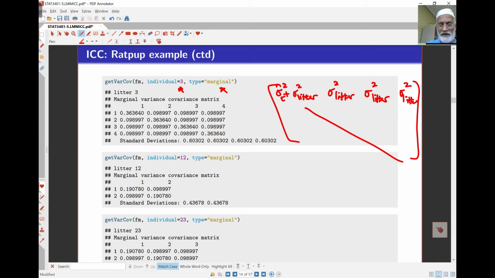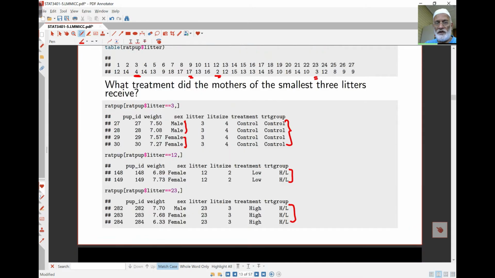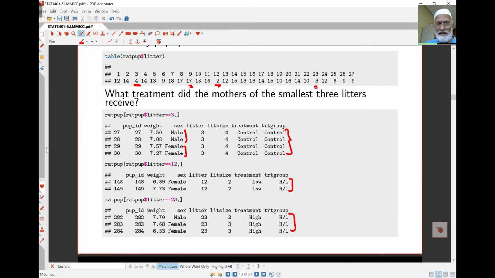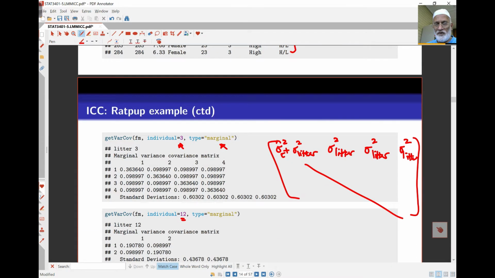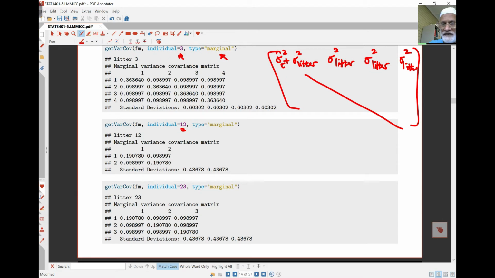Again, you will find this is a 2 by 2 matrix, and this is individual 12, cluster number 12, or litter number 12 here. Number 12 had the high-low structure, and so what you'll find here is that the diagonal elements are going to be sigma squared high-low, and then we're going to have sigma squared litter here as well. And the off diagonals are still sigma squared litter as in the previous matrix, so that doesn't change. And this is a 2 by 2 matrix, so again we have symmetry there.